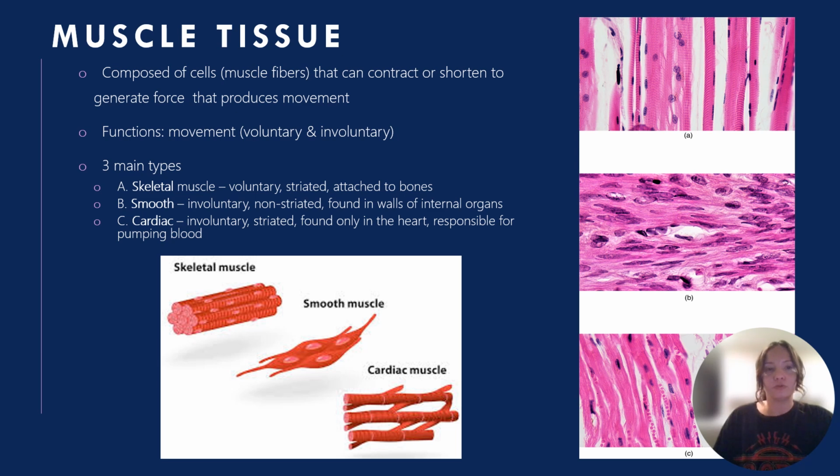Then we have the smooth muscle tissue. It's involuntary, non-striated, and it's found in the walls of the internal organs. And the last type is the cardiac muscle tissue. It's involuntary, striated, found only in the heart, and it's responsible for pumping blood. So in these images, you can see the different types of smooth, skeletal, and cardiac muscle. They're all labeled A, B, and C.